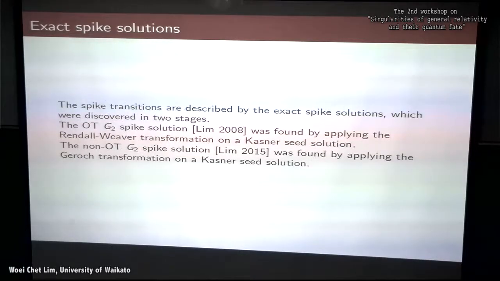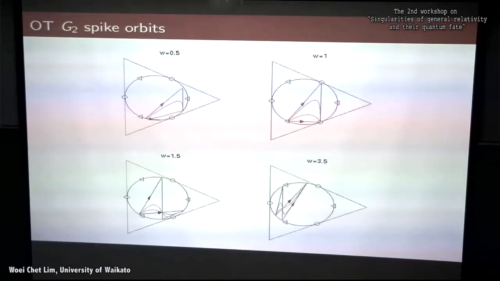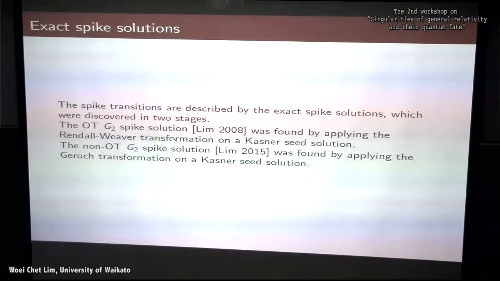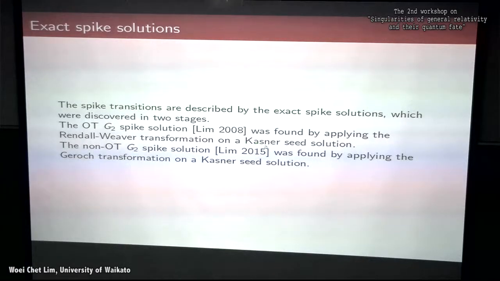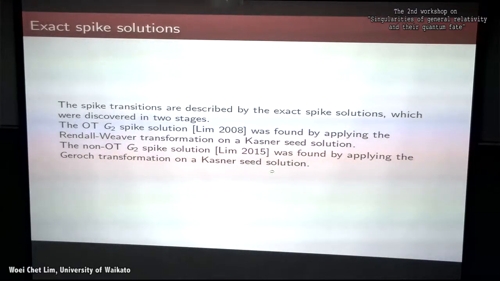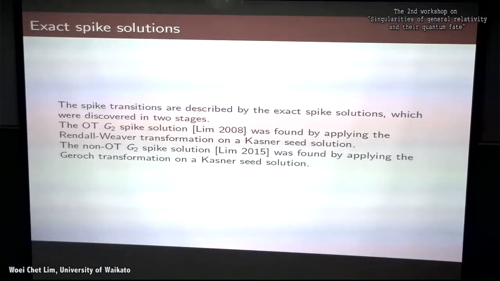My contribution to this research is the discovery of exact solutions describing the OT spike and the non-OT spikes. And these are found by using the Rendall-Weaver transformation applied on the Kasner seed solution. So that application will give you actually the Taub solution, and you apply it again on the Taub solution, and it gives you the spike solution. The non-OT case, I found this by applying the Geroch transformation on the Kasner solution.